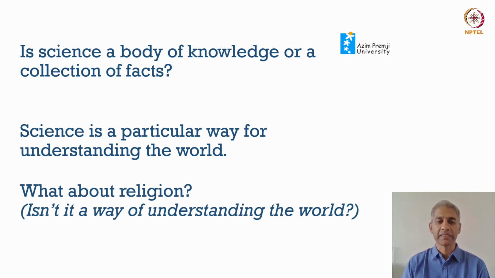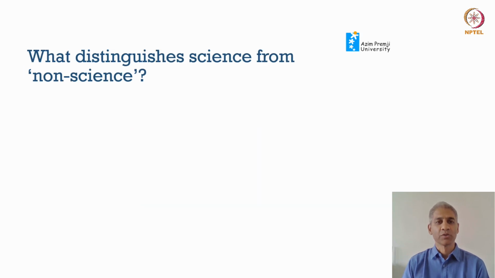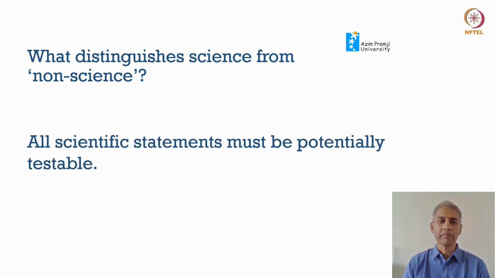And so, what are some of these conditions of science? So what distinguishes science from non-science? So here's one such distinguishing feature. All scientific statements must be potentially testable. So anything that you say, you must be able to go out and observe it, or you must be able to go out and test it and show whether it's either true or false. And anyone else should potentially be able to do the same thing and try and arrive at the same answer, right?